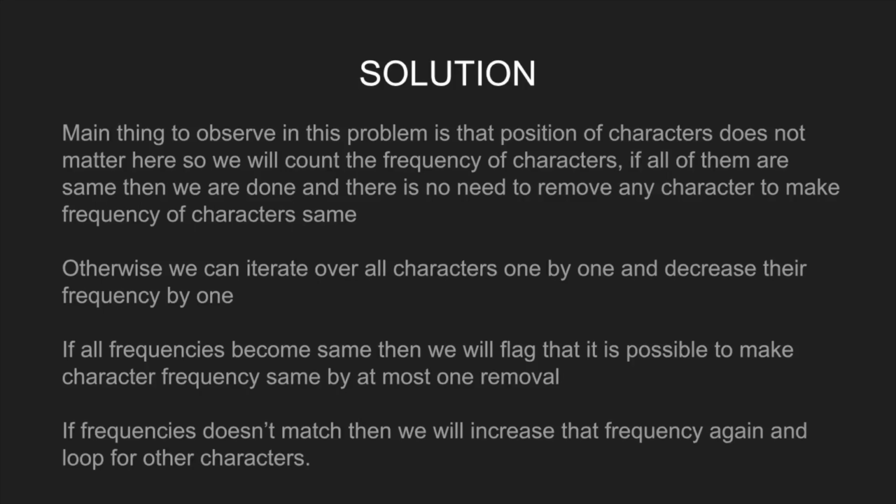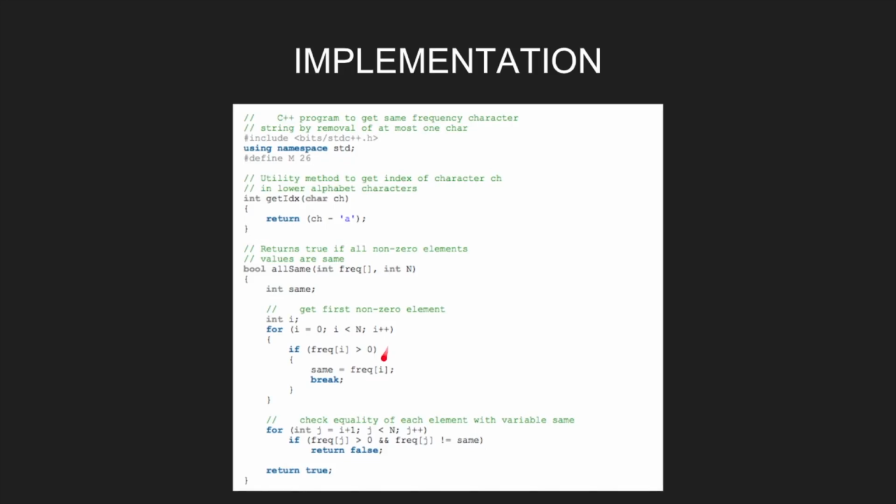Now let's look at the implementation. First, let's look at some helper functions. GetIDX function returns the index of the character CH in lower alphabet characters. AllSame function returns true if all the non-zero elements value are same. We run a loop and get the first non-zero element called same, then check the equality of each element with variable same and return false if we find an unequal element.